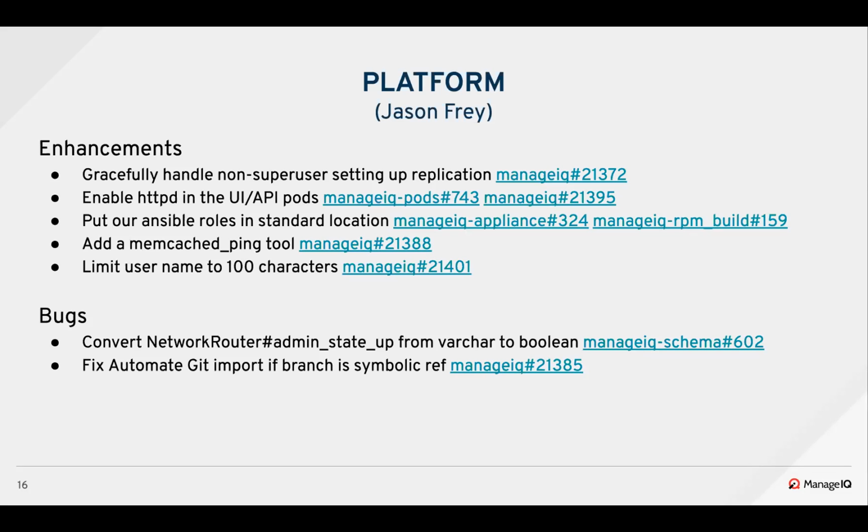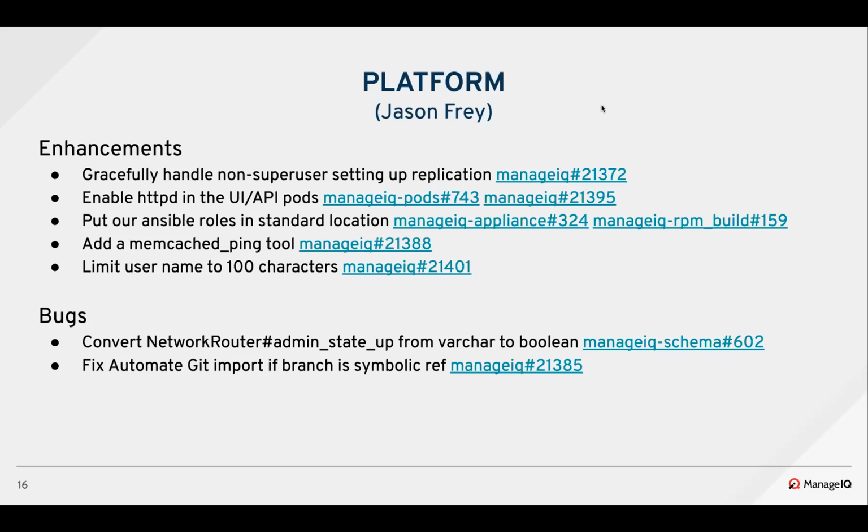Keenan added a change to put our Ansible roles in a standard location. This moves us away from having a custom directory, which affects ultimately how we're trying to set up root access, or more specifically, getting rid of root access. Adam added a tool called memcached ping, which allows us to verify whether memcache is set up and what the latency is. So that's a pretty useful change.